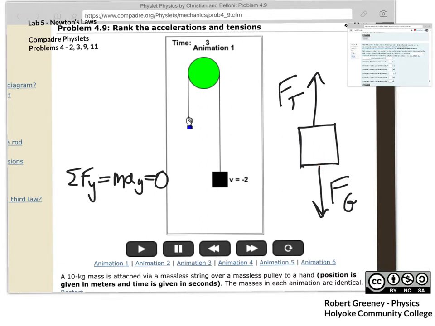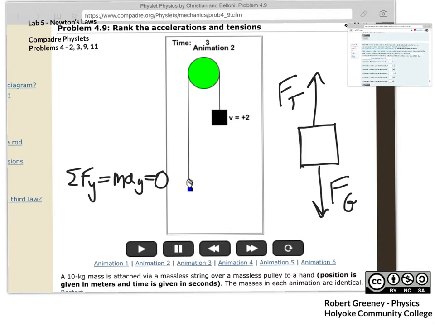A little bit it defies your intuition, right? Partly because you're imagining that there might be some friction in this, or partly because you're imagining there might be mass in this. But no, it doesn't take any more force to pull the thing up at a constant speed, or let it go down at a constant speed, or if I jump ahead to animation 5, it doesn't move.